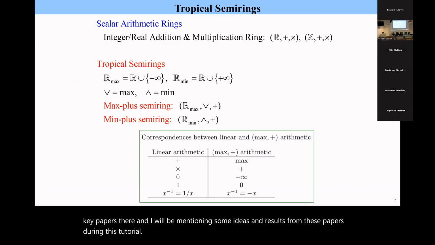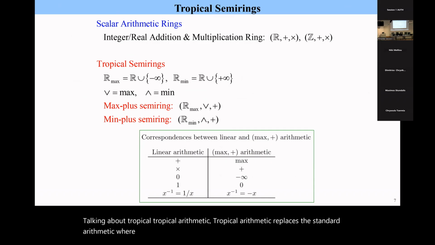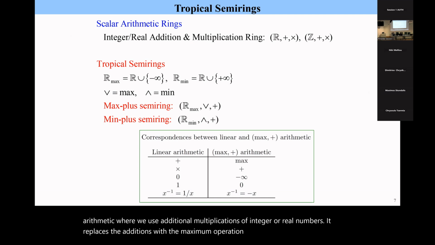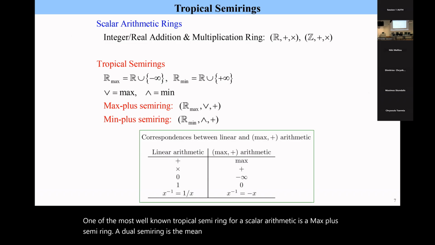Tropical arithmetic replaces the standard arithmetic where we use additions and multiplications of integer or real numbers. It replaces the additions with the maximum operation and the multiplication with the addition. So one of the most well-known tropical semirings for scalar arithmetic is the max-plus semiring. A dual semiring is the min-plus, where the generalized addition is the minimum operation. So we have min-plus instead of sum of products.